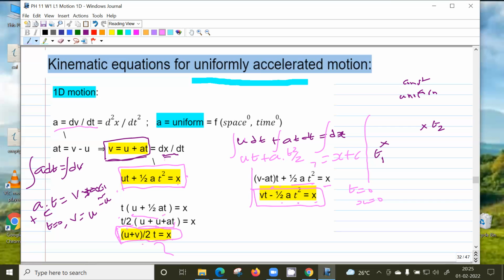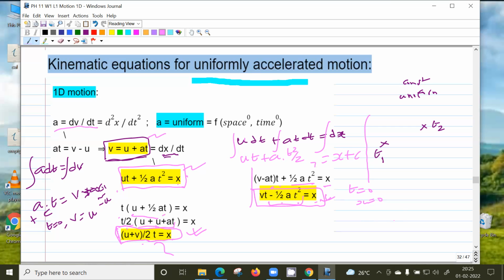So v equal to u plus at, you already know. And this also you know, x equal to ut plus half at square. And this one you try to remember. This you can remember as x is average velocity into time. And this also you try to remember. Instead of u, if you put v, it will become vt minus half a t square.